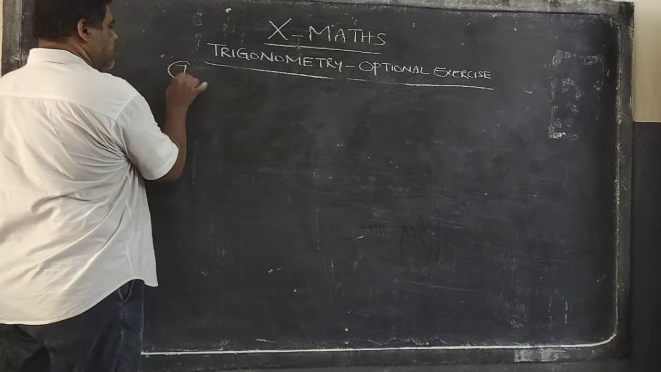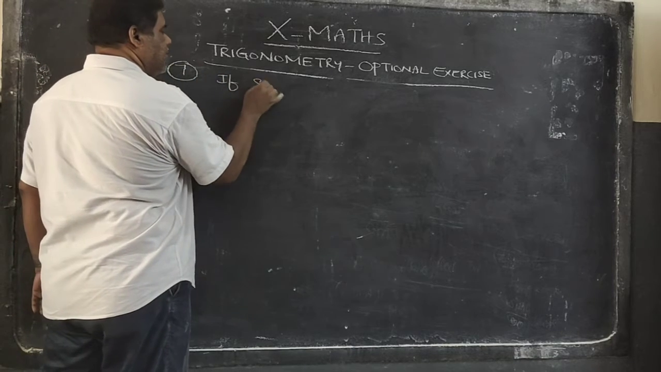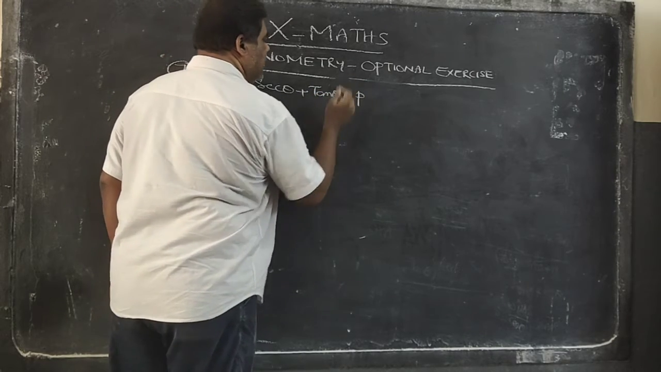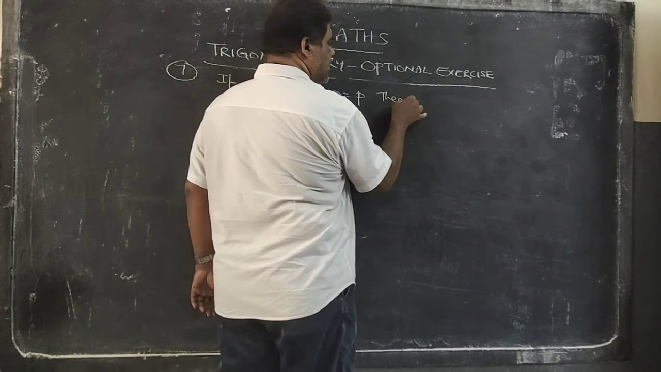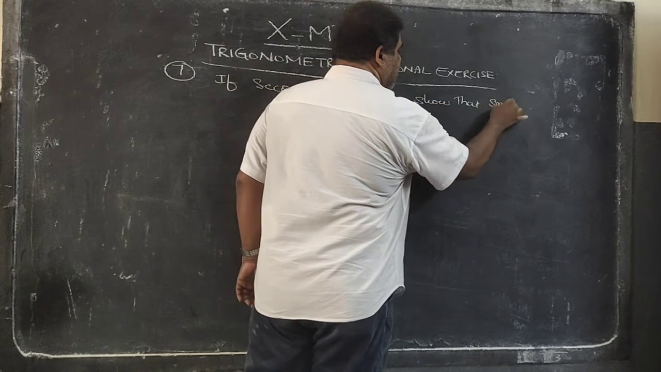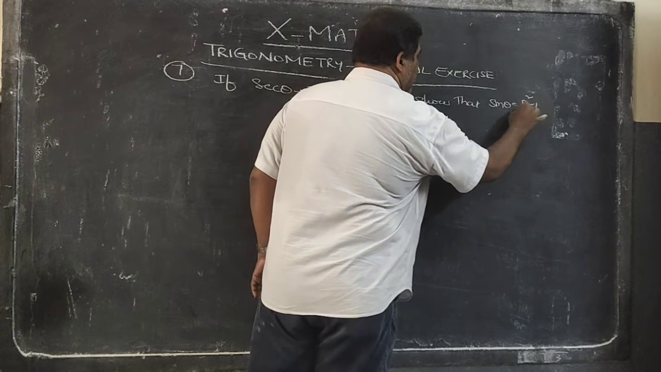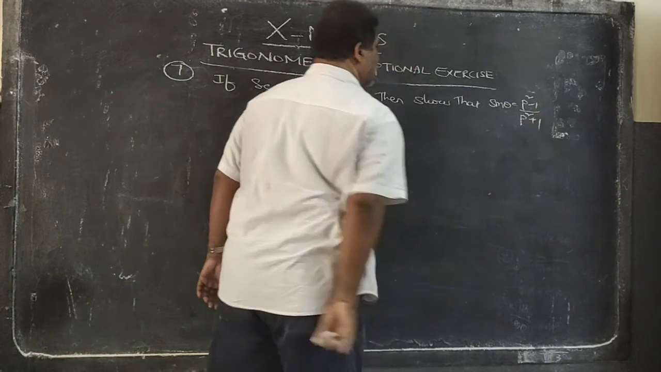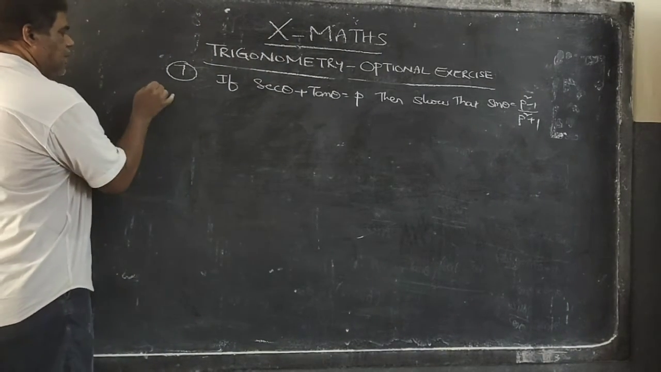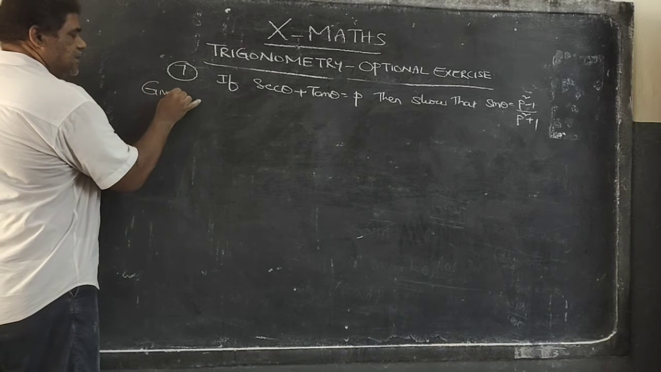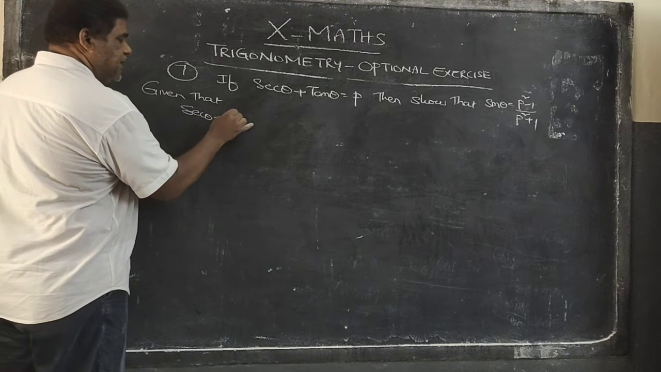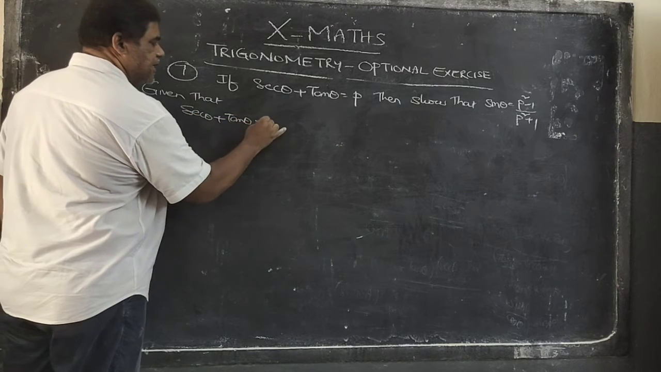Now write question number 7. If secant θ plus tan θ is equal to P, then show that sin θ is equal to (P² − 1) / (P² + 1). Here the condition given is secant θ plus tan θ is equal to P. This is the condition given.